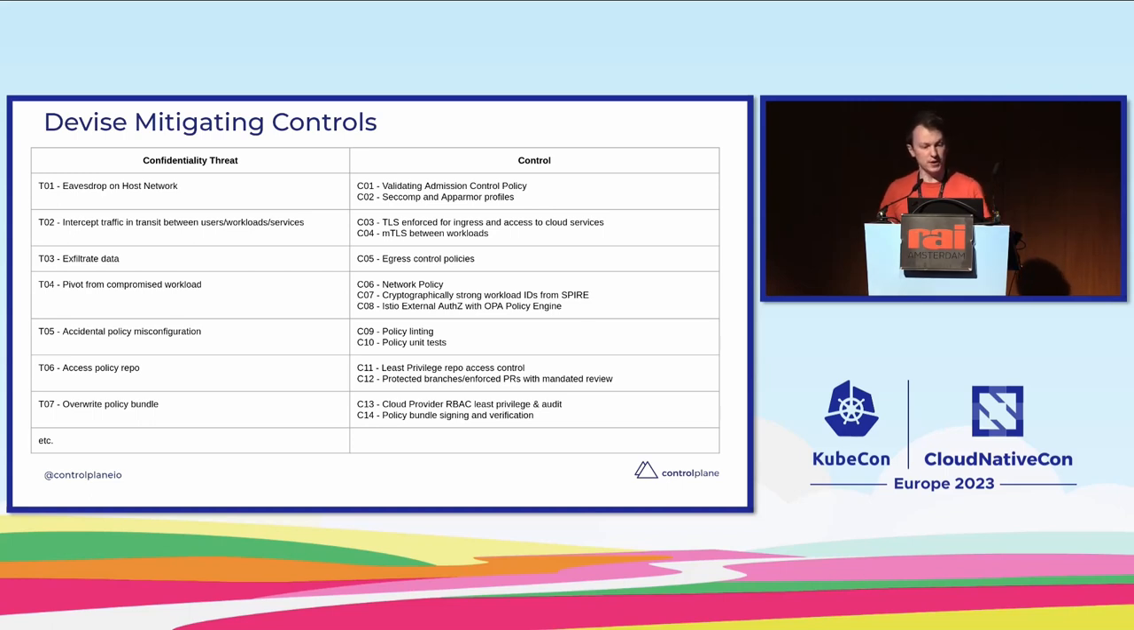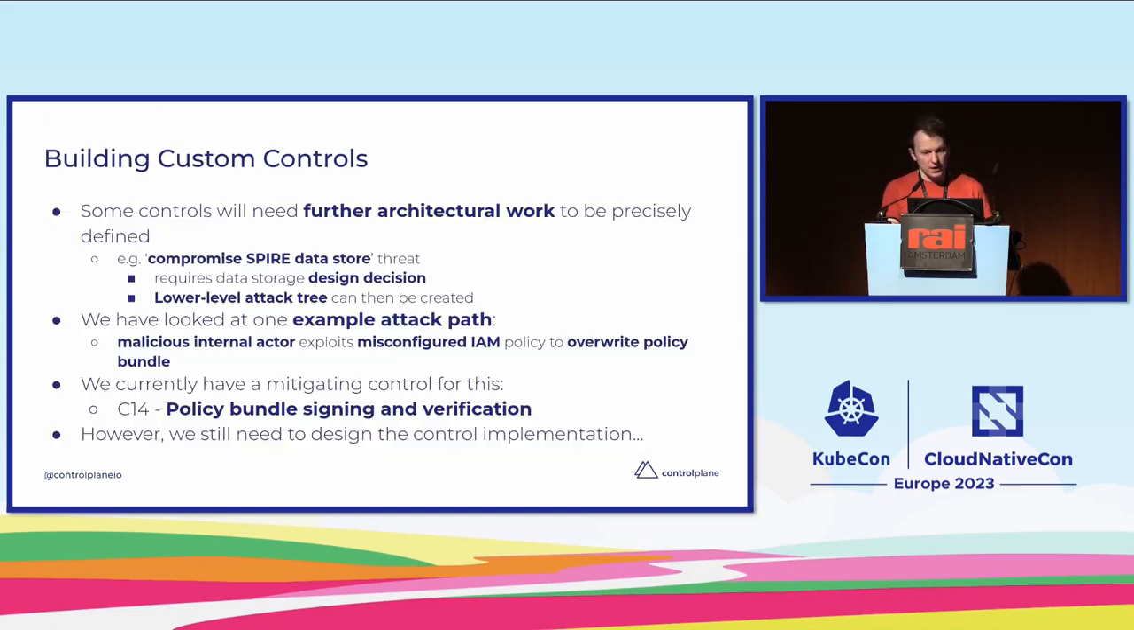So if we look at the bottom threat on this table, overwrite policy bundle. Like we said, we've got two key controls here, cloud provider RBAC, least privilege, and you can audit as well, so automated audits and things. Maybe that's a separate control, but here we just have it as one. And then you see C14, policy bundle signing and verification. Instead of just relying on our IAM configurations being correct, let's add an additional control and say that our policy pipeline should have access to a signing key, and OPA should only be able to load signed bundles which have been signed by this key. So here we have defense in depth.